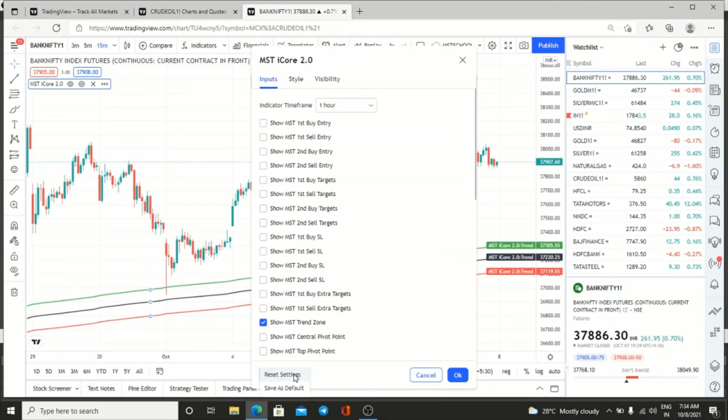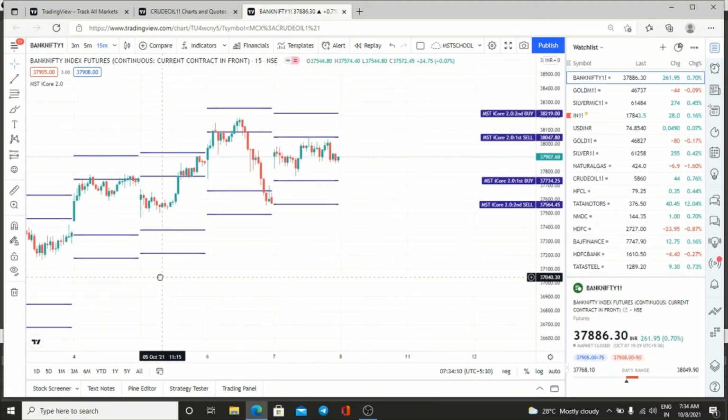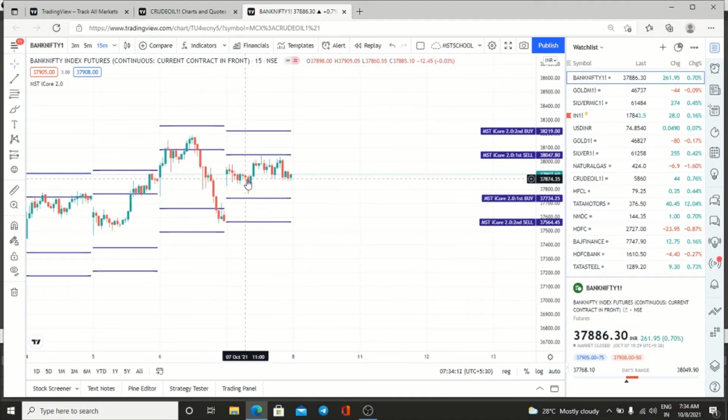In the morning after 9:35, you have to enable with the default settings. You have to wait for the market to reach either side, either it has to reach sell side or buy side. If sell side reached, go for sell entry. If buy side reached, go for buy entry. If buy activated, ignore the sell. If sell activated, ignore the buy.